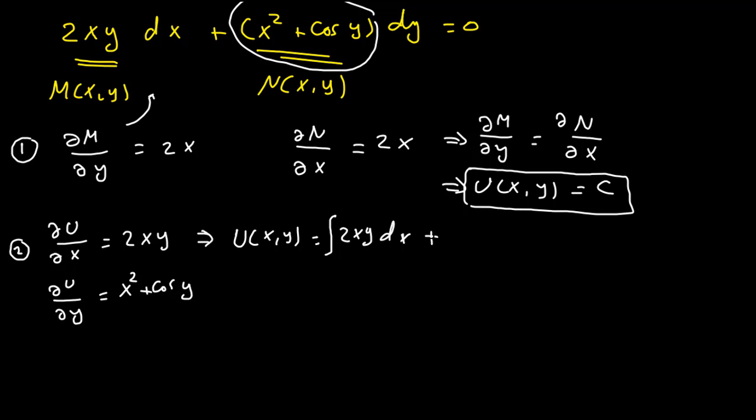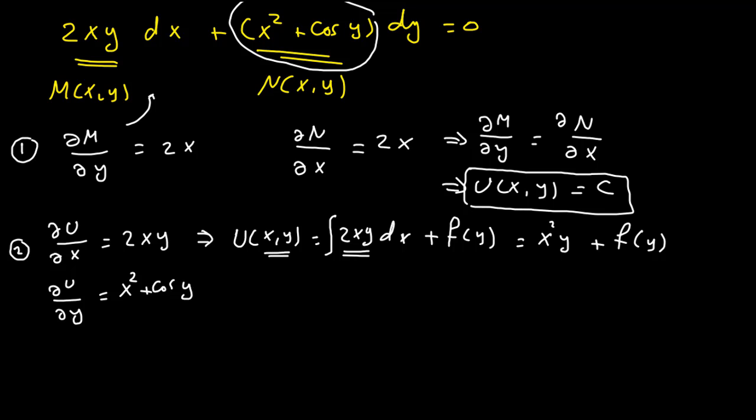And since we only integrate with respect to x, and we deal with y as a constant, the constant that you get here might be a constant or a function of y. So we will make it general, and make the constant of integration some function of y. So when we integrate this term with respect to x, keeping y constant, the integration of x will be x squared over 2, multiplied by 2, so we will get x squared y plus f of y. So this is our function u of x and y.